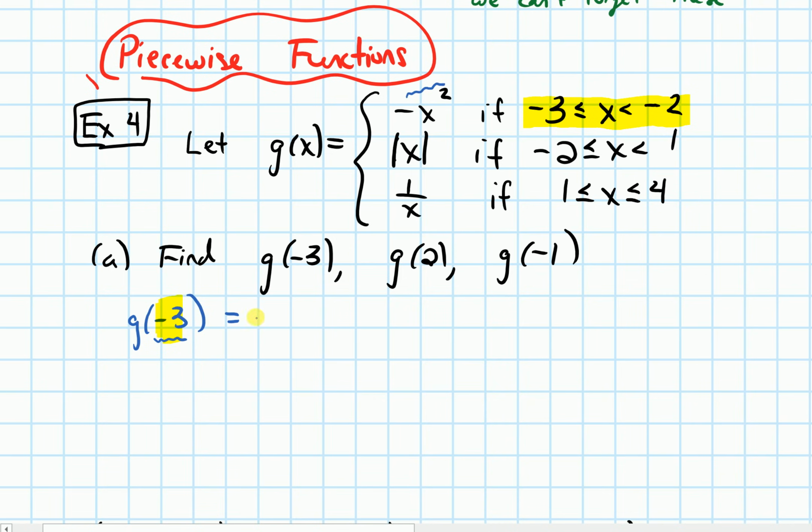So if I do that, I get that negative that's in front, and then I have something squared, so I'll have -3 squared. And -3 squared, that's +9, and then the negative in front of it makes it -9.